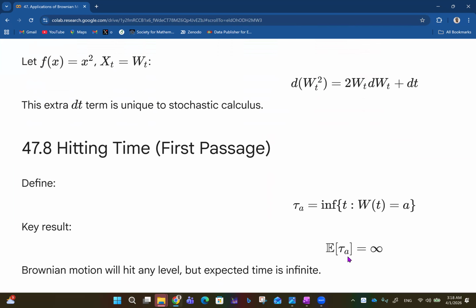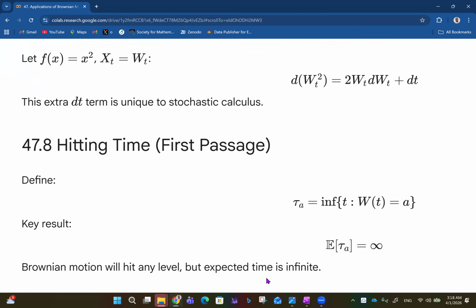So the key result is that the expected value of tau sub A is undefined. So your Brownian motion will hit any level, but the expected time is infinite.